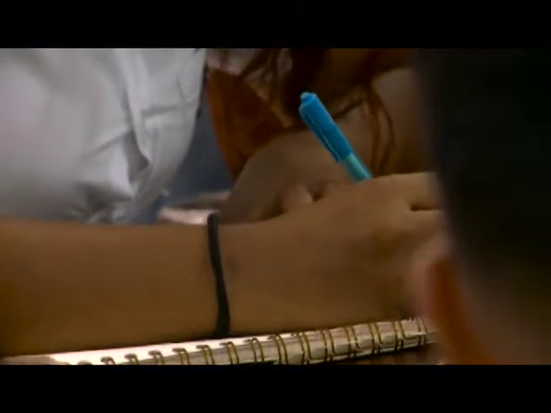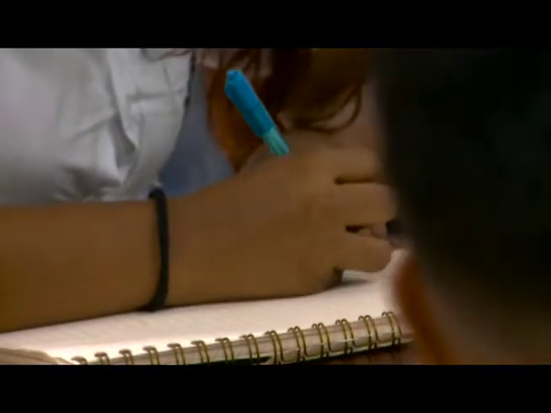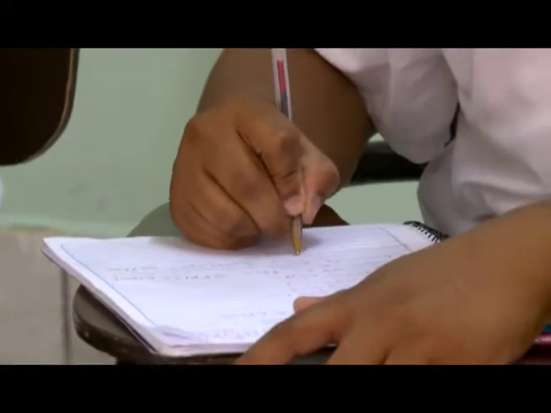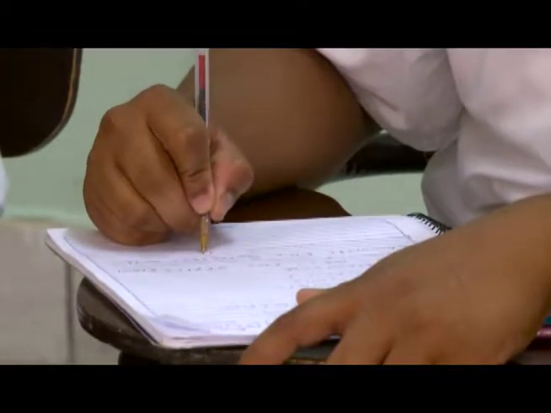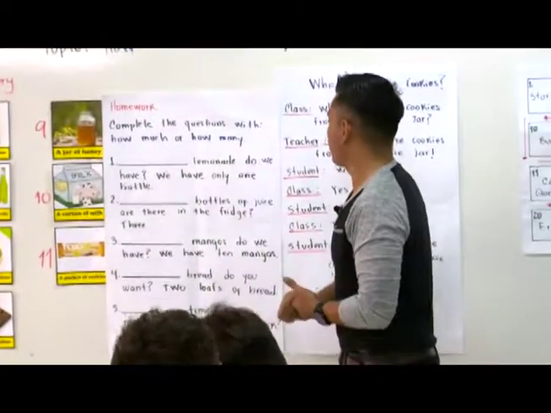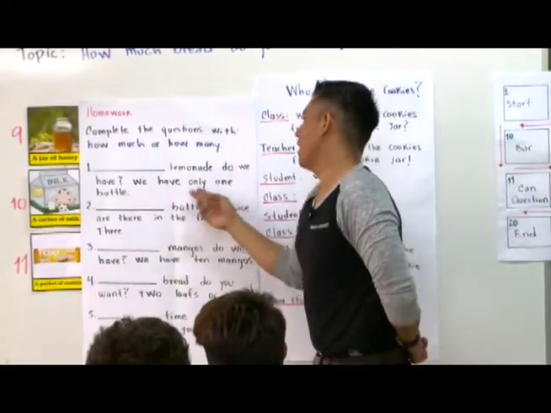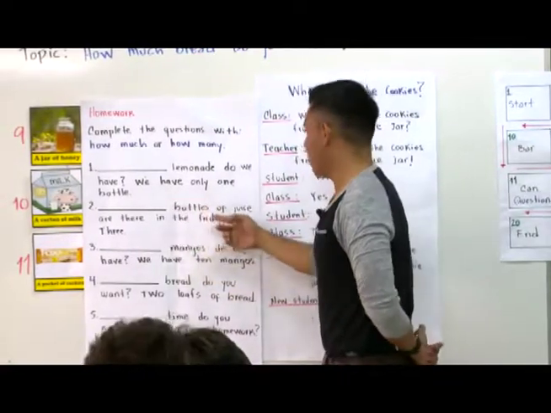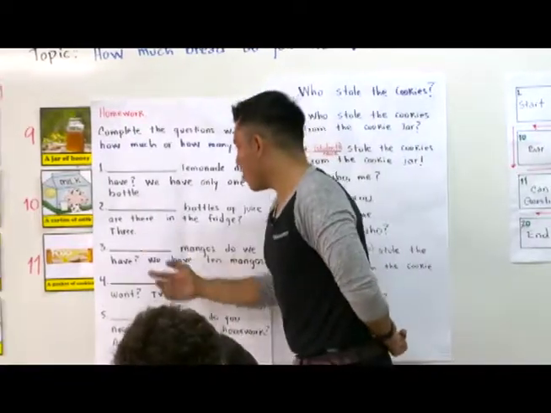So as you can see here, this is the homework. You're going to complete the questions with how much or how many. In the blank, you have to fill in using how much or how many. In this case, how much or how many lemonade do we have? So we have only one bottle. Then, how much or how many bottles of juice are there in the fridge? The answer is 3.